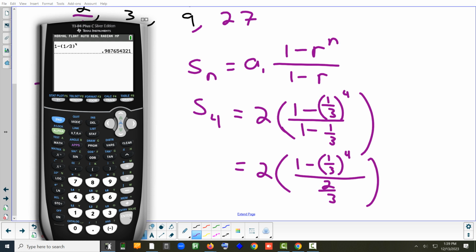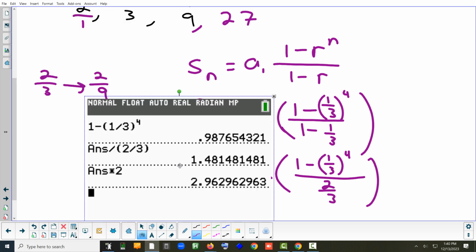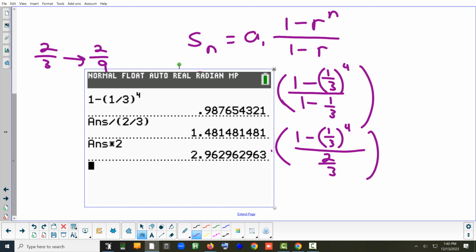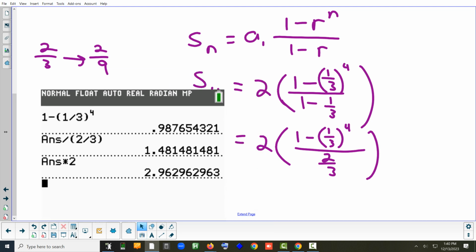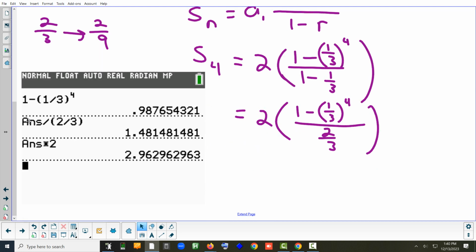And then we want to divide that by what? 2/3, yep. So we're going to hit divided by, and again, put it in parentheses, 2/3. And then the last thing I have to do is multiply by what's in front. Sean, what's in front? 2. Yep, times 2. Okay, so we get about 2.96.